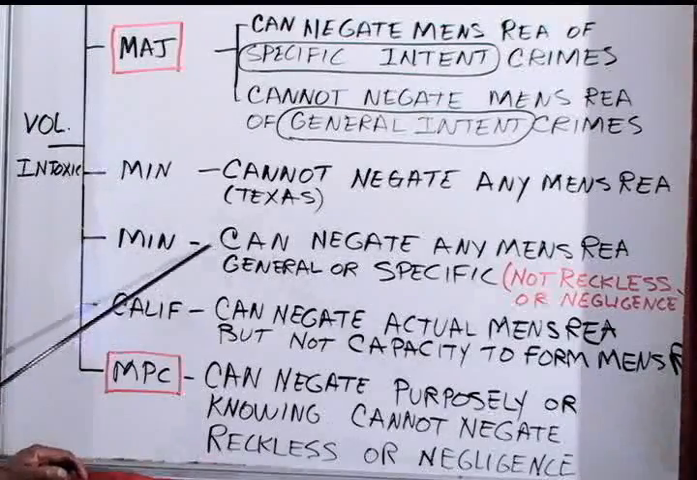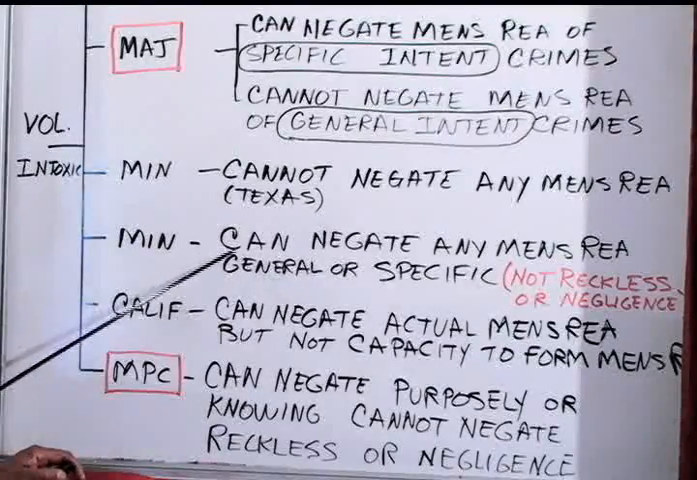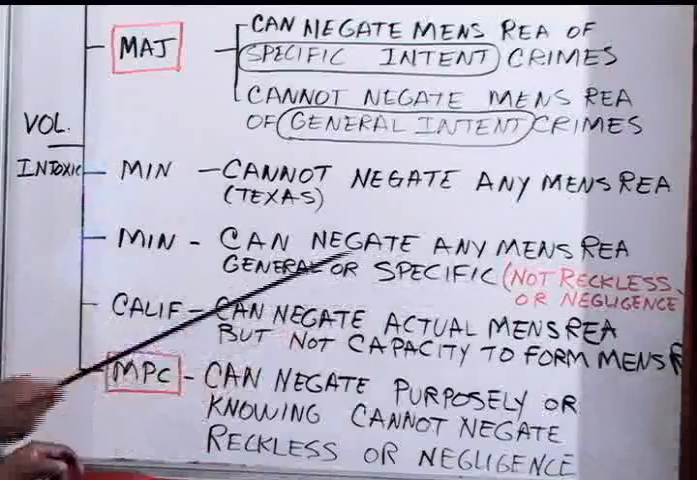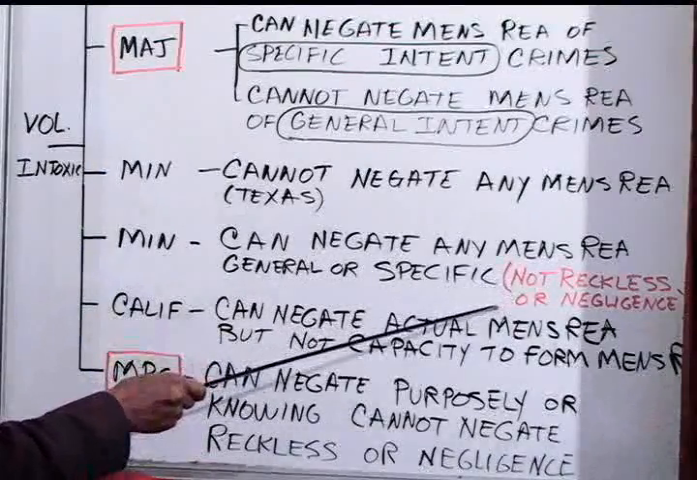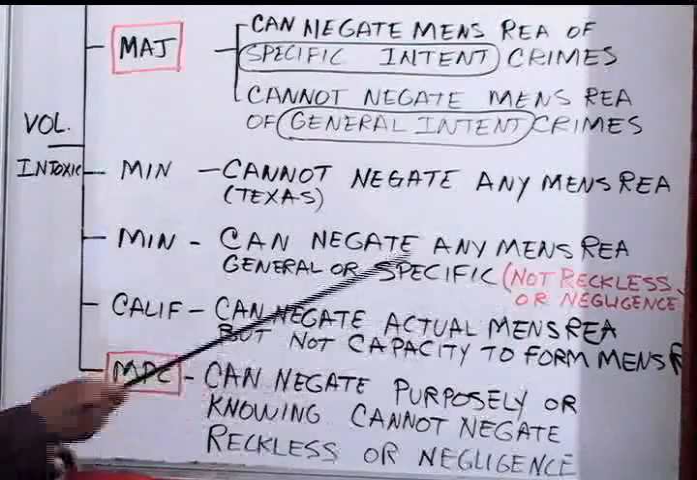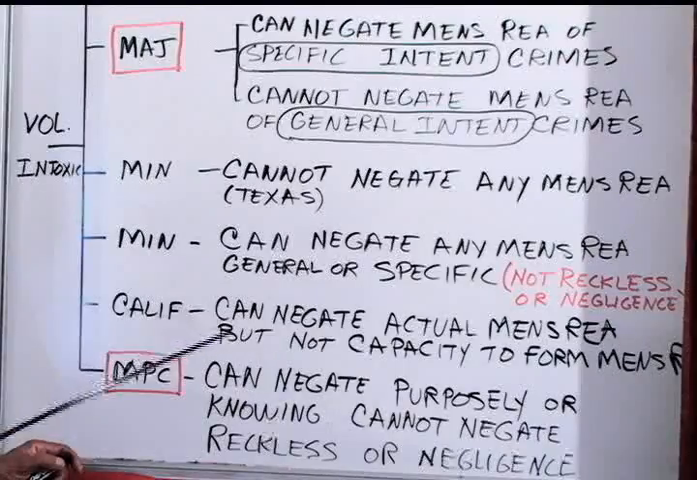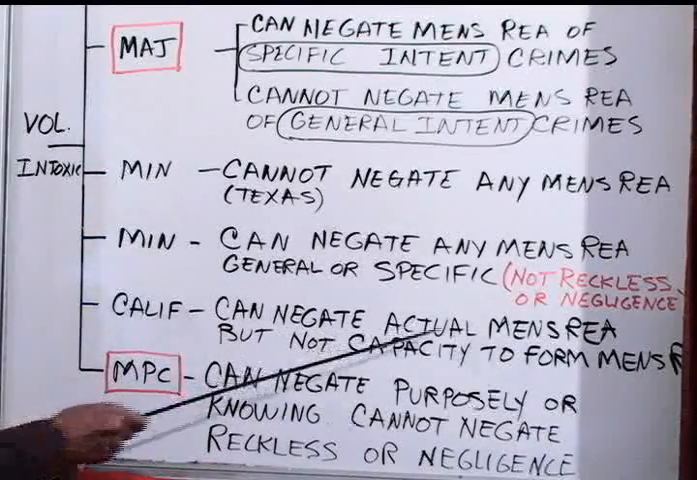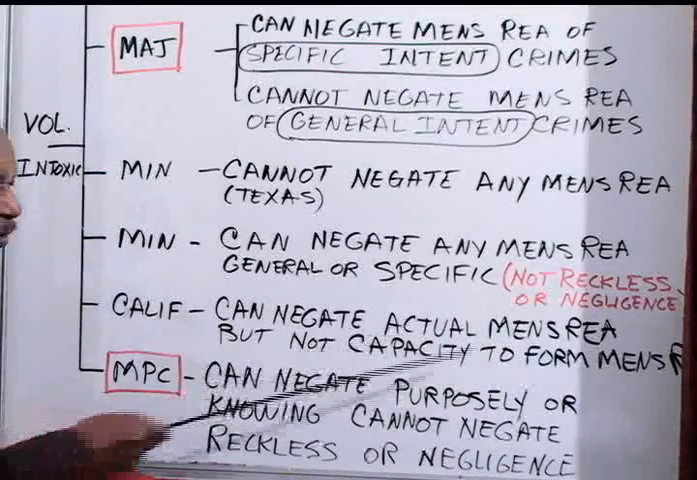There's another minority position that says that voluntary intoxication can negate any mens rea, both general and specific. Now, this does not include recklessness or negligence, but except for those, you can negate any other mens rea. California says that voluntary intoxication can negate actual mens rea, but cannot negate the capacity to form the mens rea.